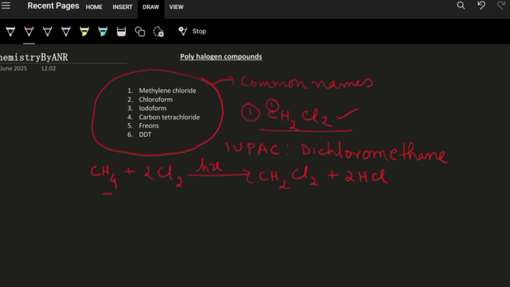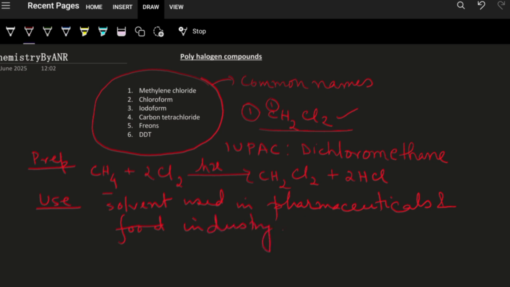Now what is the use of this compound, methylene chloride? It is actually used as an organic solvent, used in the pharmaceutical and food industry. So this is the information you have regarding the compound methylene chloride. We are done with this.